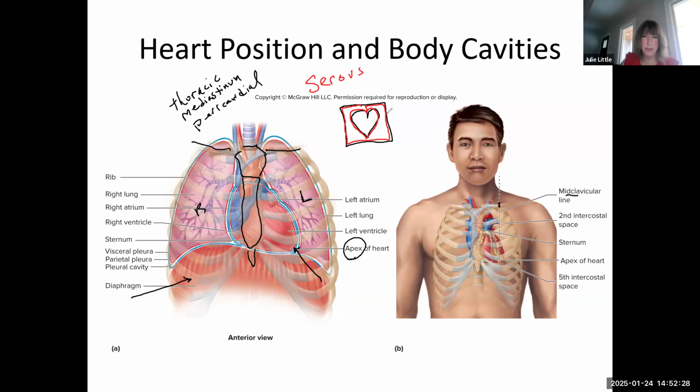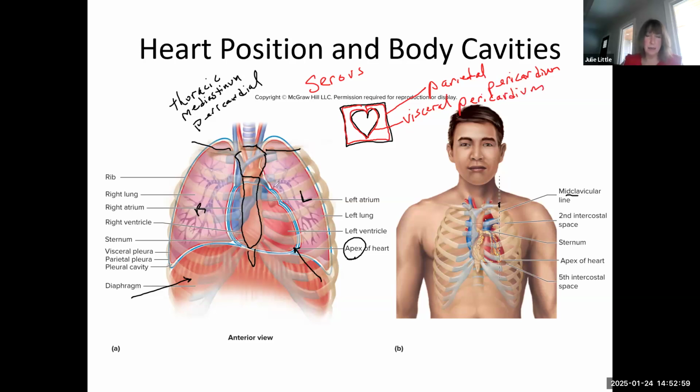So we would say that this, lining the pericardial cavity, is going to be the parietal pericardium. Most people have trouble with this. But if the membrane is on the outside of the heart, because the heart is an organ, we call it the visceral layer of the serous membrane. And the location is around the heart, so it's the visceral pericardium.